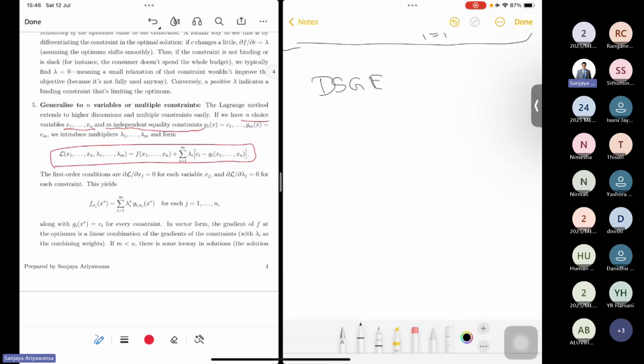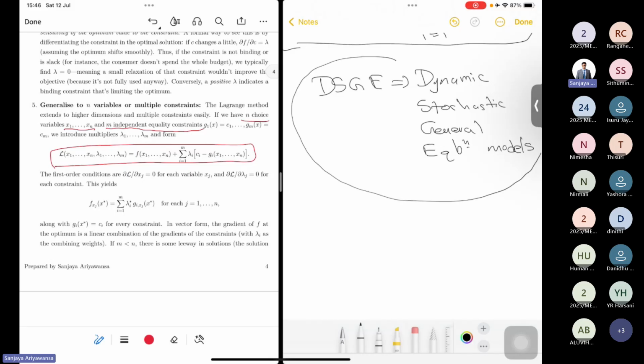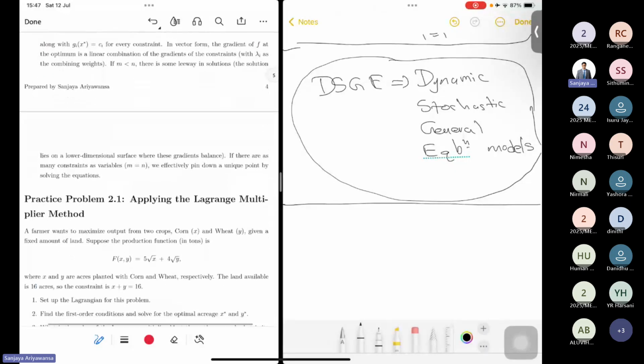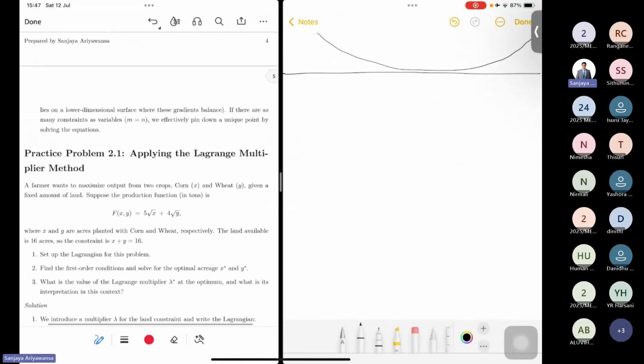I think I mentioned this to you. This is an application of these Lagrangian multipliers: dynamic stochastic general equilibrium models. These are models used by macroeconomists, and some central bankers as well. So this concept of the Lagrangian is used in such models too. So there are macroeconomic applications for what we are learning. Right, so let's move on to this particular example.